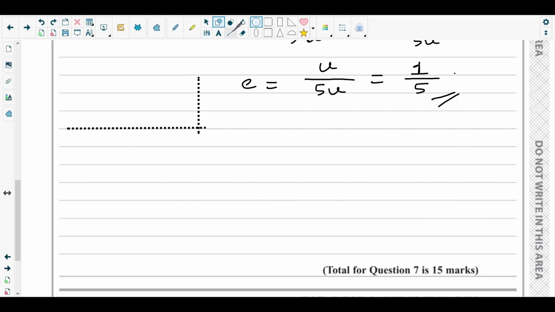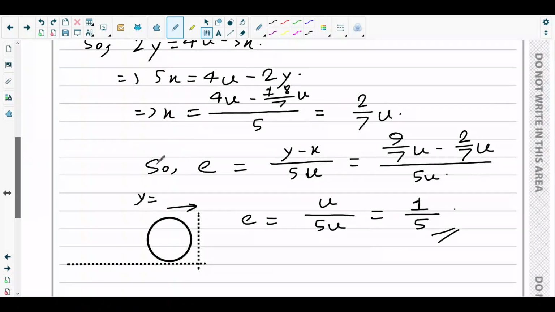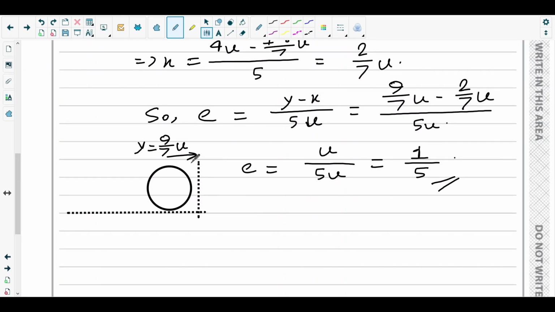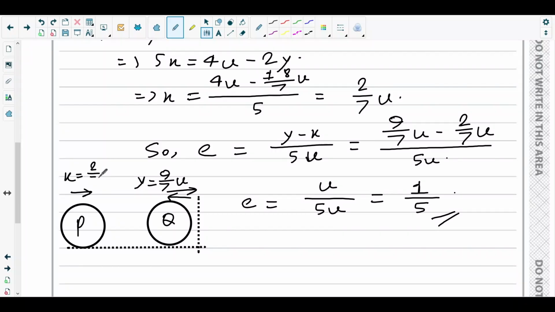Okay, so this is the particle Q. It will hit the wall with the speed y. So the value for y we got earlier was 9 over 7u. This is the approach speed. So we have to find out the rebound speed of the particle Q. And the particle P, in the meantime, will be moving along with the speed x. So the speed of particle P at that moment is 2 over 7u.